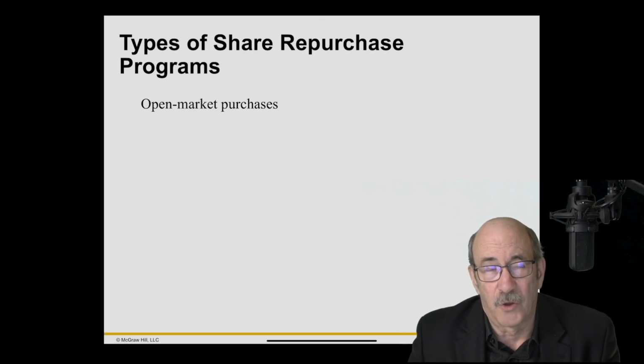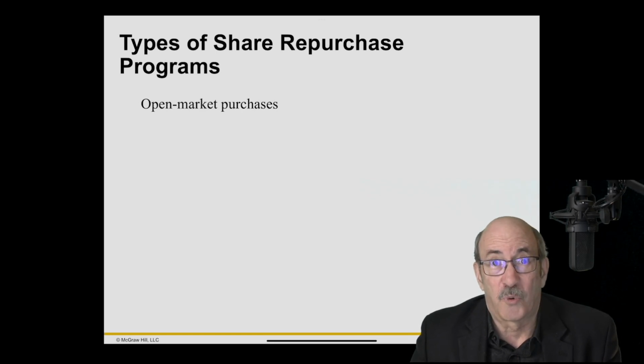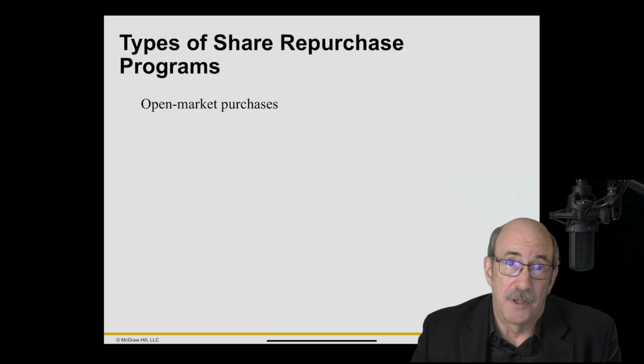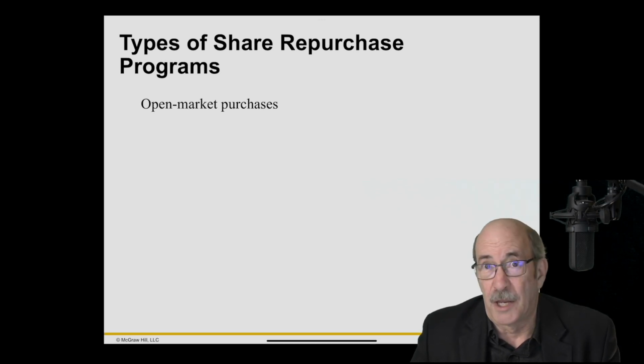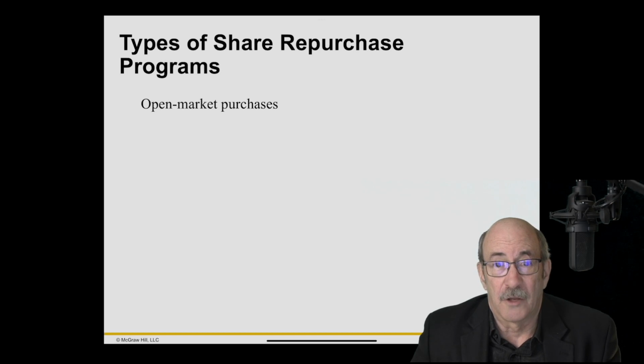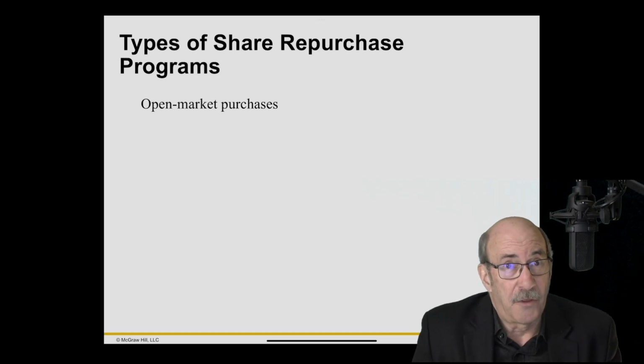It's supposed to protect investors from any sort of price manipulation that could result from these open market repurchases. And then the brokerage house continues to buy until they've spent the entire $1 billion, and then the repurchase program ends.